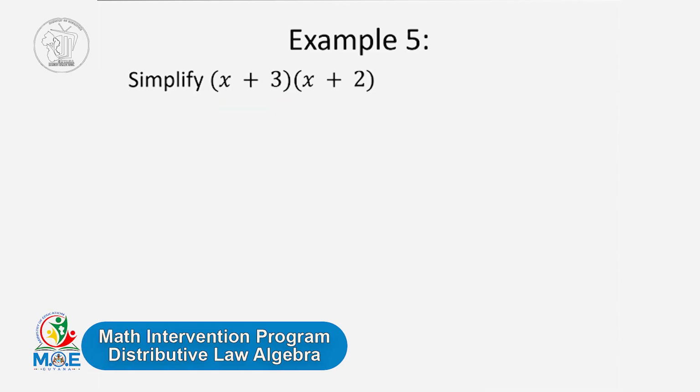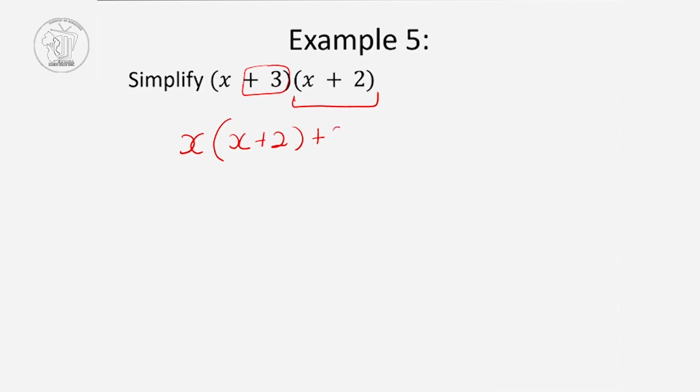So what we do, we take the first term in this bracket and multiply by everything here. So this will be x, and we set it up just like how we know to set it up. x multiplied by x plus 2. And now we take the second term, which is plus 3, and then we multiply it by everything in this bracket. This will be plus 3 multiplied by x plus 2. And then we distribute and multiply.